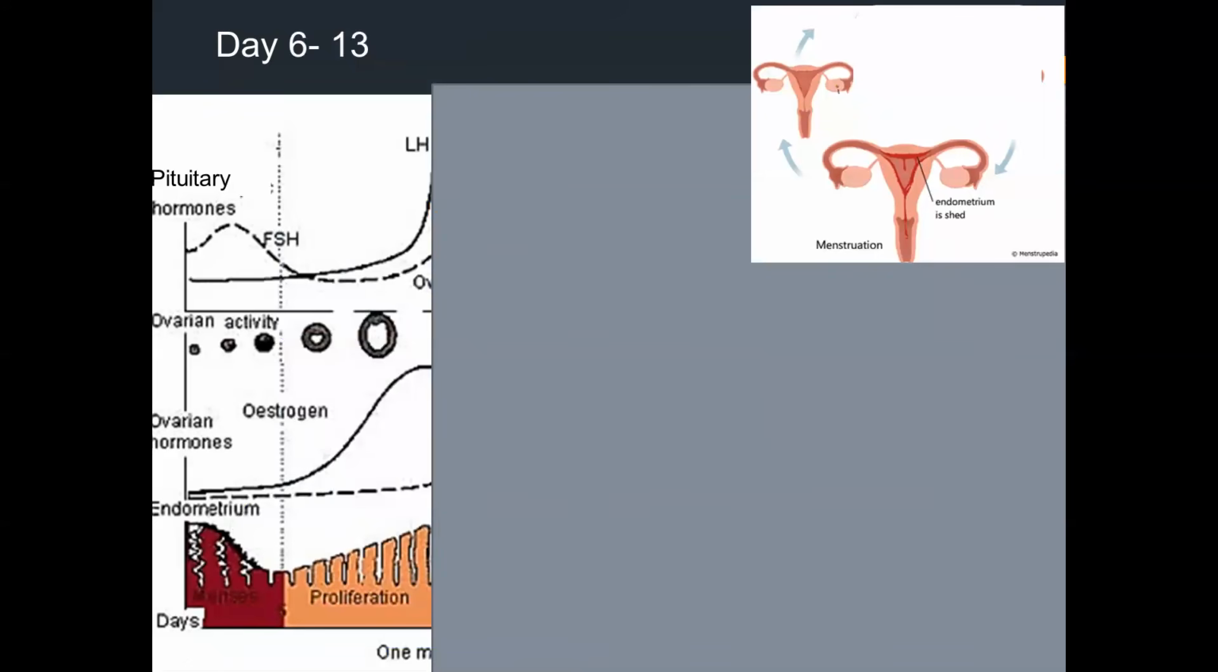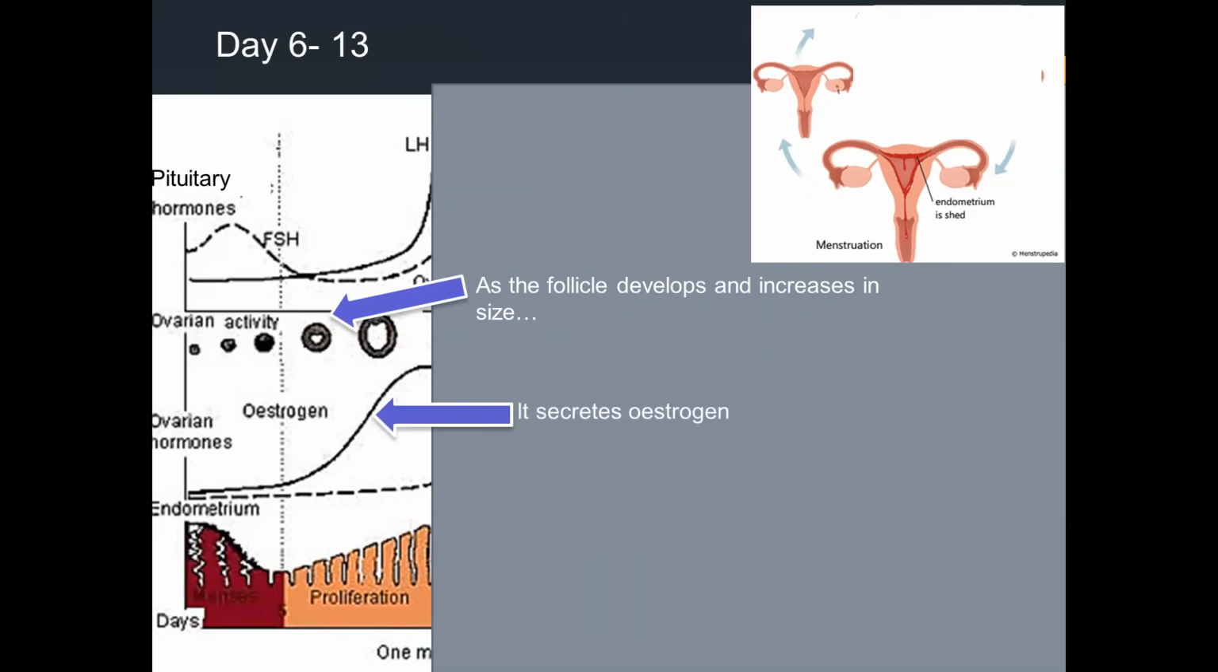If we look at the next few days, we find that the follicle continues to grow as a result of the follicle stimulating hormone. This follicle releases the hormone estrogen. So this oestrogen is released by the follicle. As the follicles increase in size, we find that the oestrogen levels are increasing.